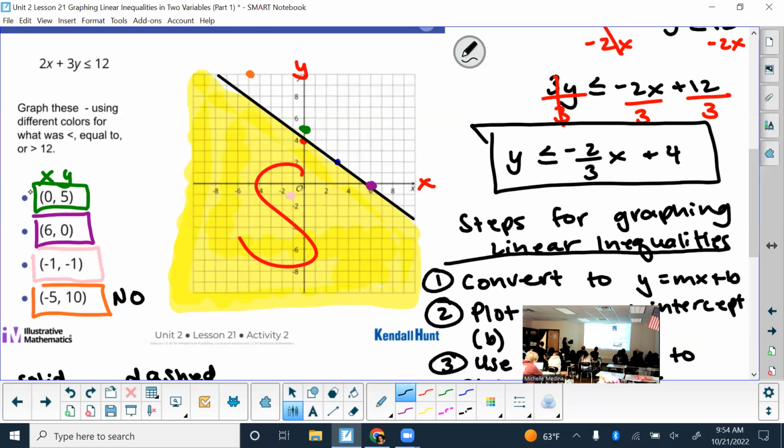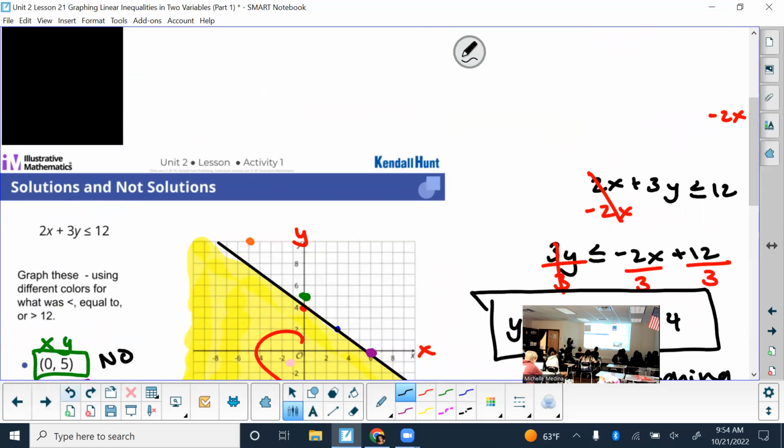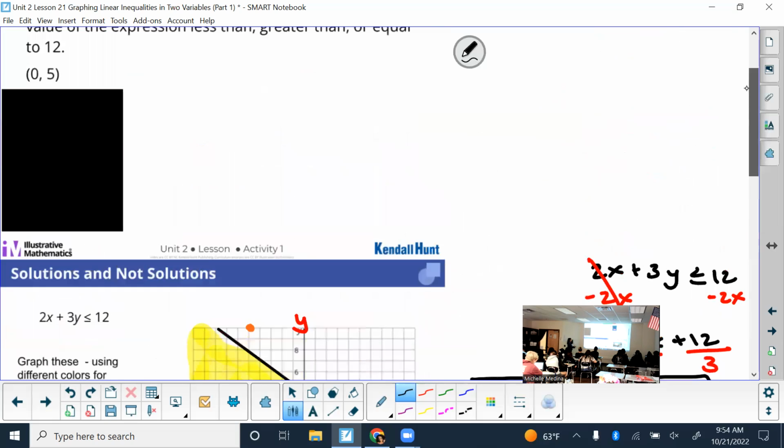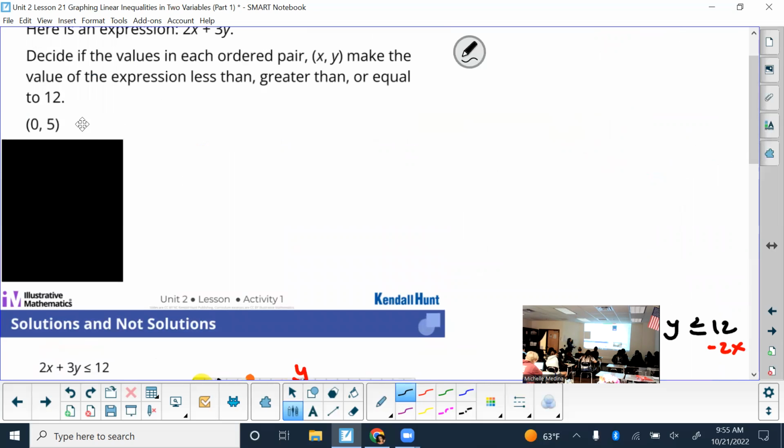So everyone, just think right now if the 0, 5 is a solution. Think about it. All right, now all at one time, is 0, 5 a solution? No. Good. Is it in the shaded area? Is it on a solid line? So it's not. Plus, when we did it earlier, and I wish I had the work saved from yesterday, when we plugged it in, wasn't it less than 12? Yeah. So that makes sense.